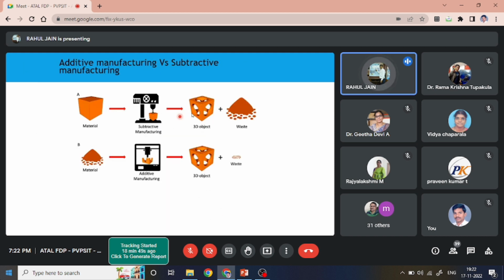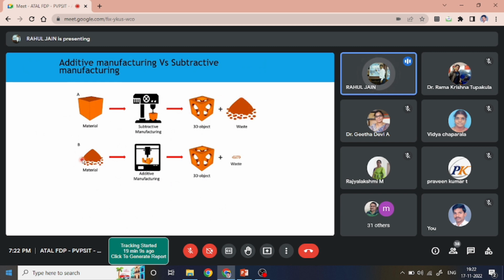For example, this is one of the examples where we want to manufacture this 3D object which has this hollow part. So how will I manufacture it? I'll have a solid cube. I'll use some drilling process in order to remove the material from this hole, right? And eventually I'll get the final part. But here there is a lot of waste.